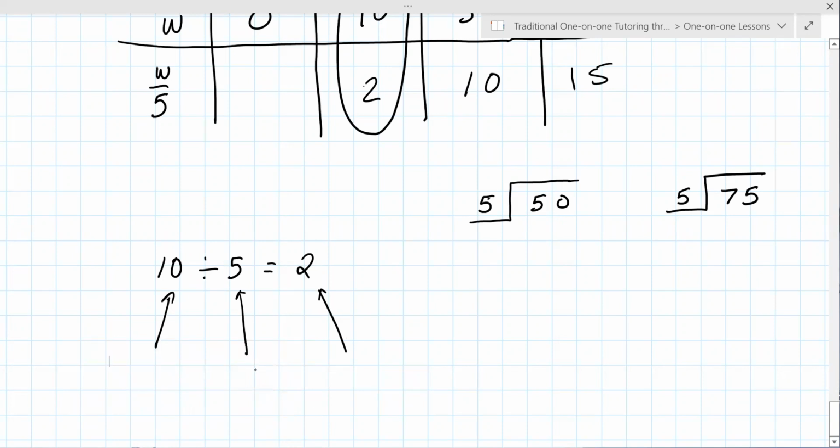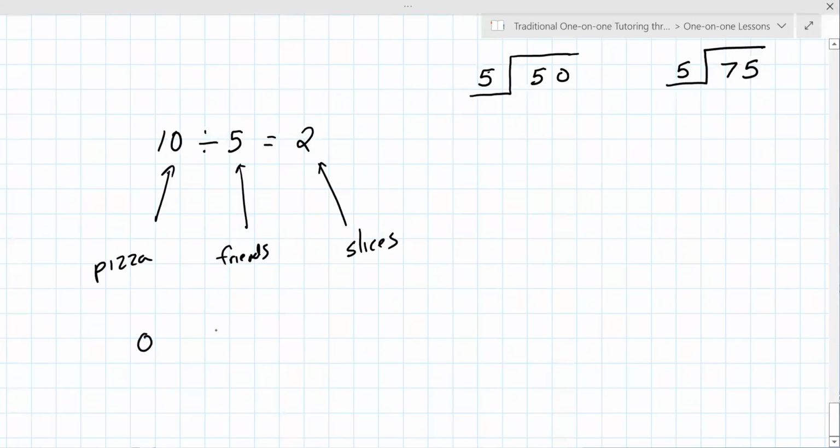Let me pose a slightly different scenario. Let's say you have 10 slices of pizza and 5 friends. You want to see how many pieces of pizza the 5 friends will each get. So each friend gets 2 pieces of pizza, 2 slices for each friend. Okay, now let's use the same meaning for this. How many friends do you have? 5. How much pizza do you have? 0. How many slices does each person get? 0.